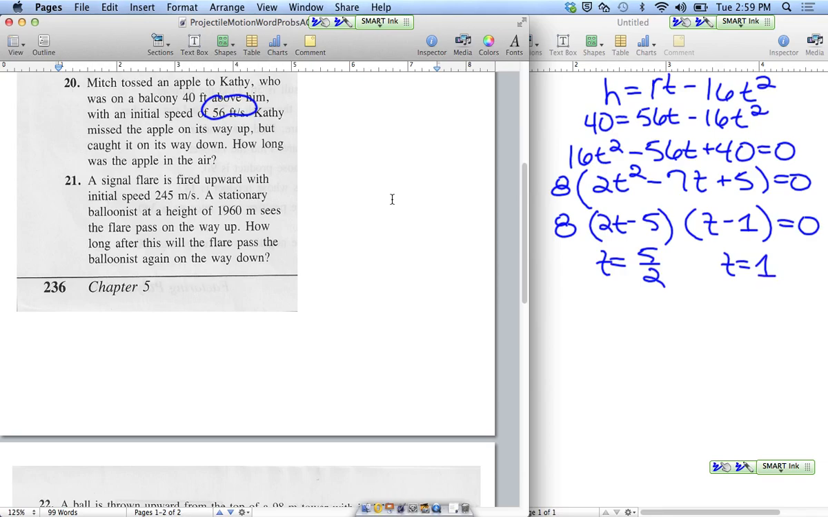So what's happening? You have someone standing on the ground, and they're tossing this object up to a height of 40 feet. So my height is 40 feet. The object hits the 40 feet mark at a time of 1 second, and then again at a time of 2.5 seconds. And the question asks, how long is the apple in the air?